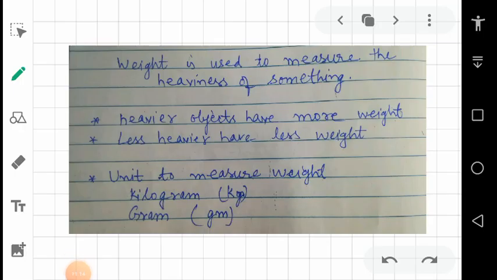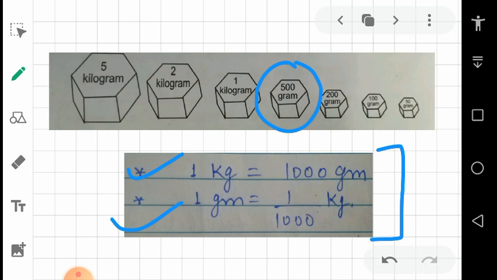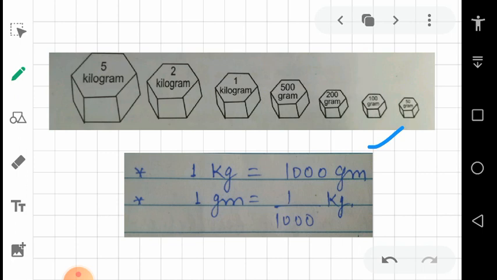Let's revise a few points. What is weight? Weight is used to measure the heaviness of something. The definition is very important. Some objects are heavier and some are lighter. So which is heavier has more weight, and which is lighter has less weight. The units of weight are kilogram, gram and milligram. The first two are important, so remember the conversions: 1 kg equals 1000 gram and 1 gram equals 1 upon 1000 kg.